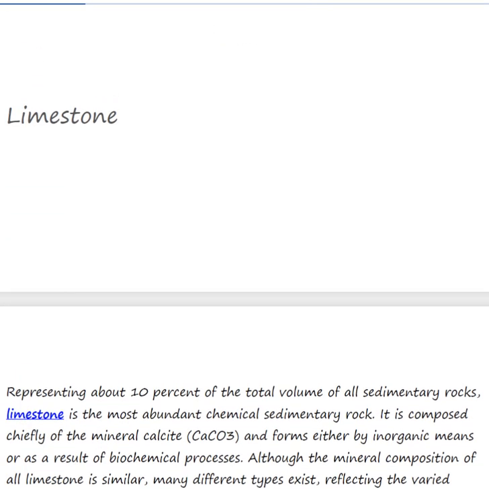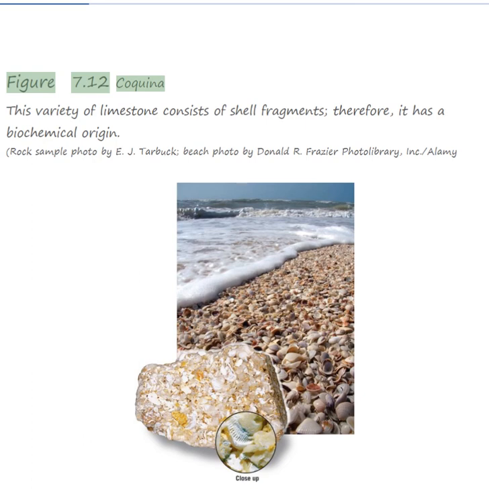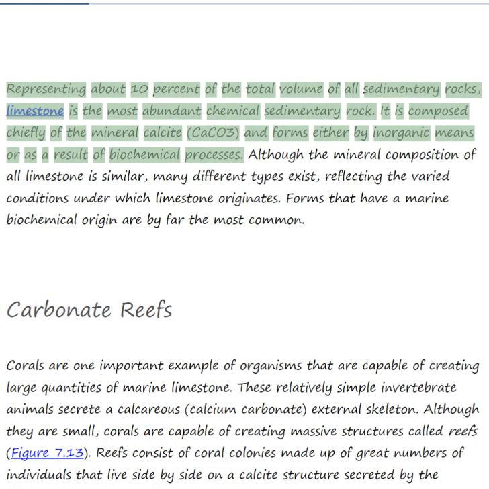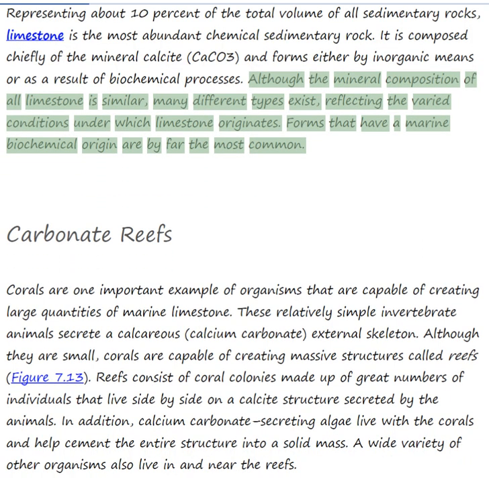Limestone. Representing about 10% of the total volume of all sedimentary rocks, limestone is the most abundant chemical sedimentary rock. It is composed chiefly of the mineral calcite and forms either by inorganic means or as a result of biochemical processes. Although the mineral composition of all limestone is similar, many different types exist, reflecting the varied conditions under which limestone originates. Forms that have a marine biochemical origin are by far the most common.